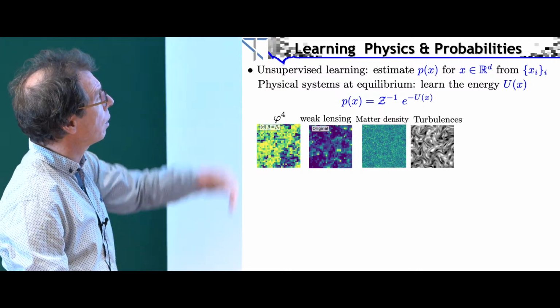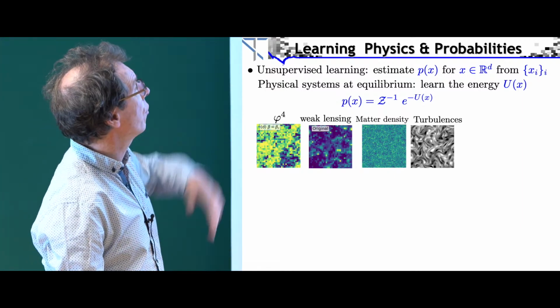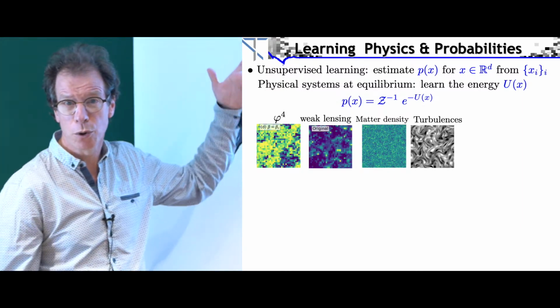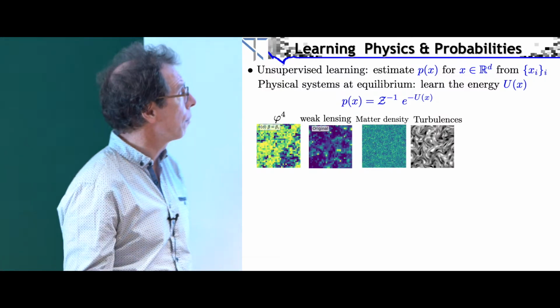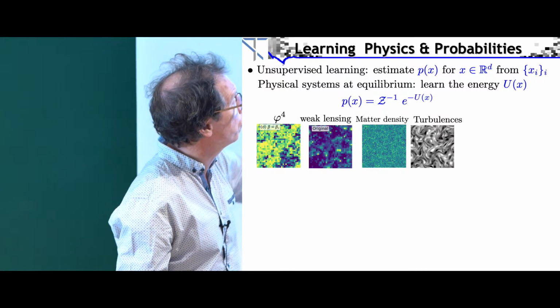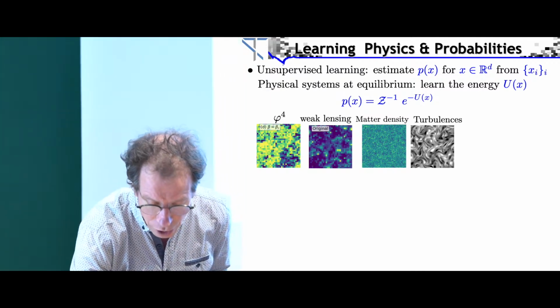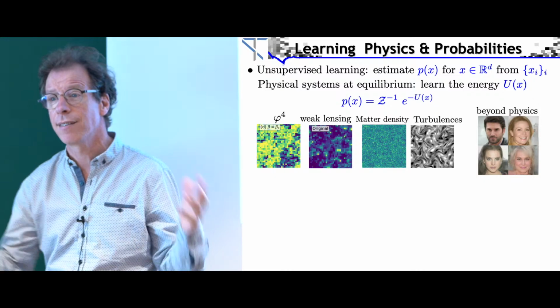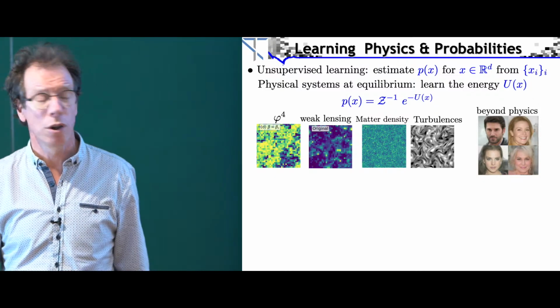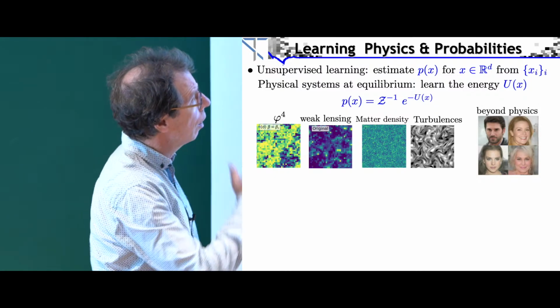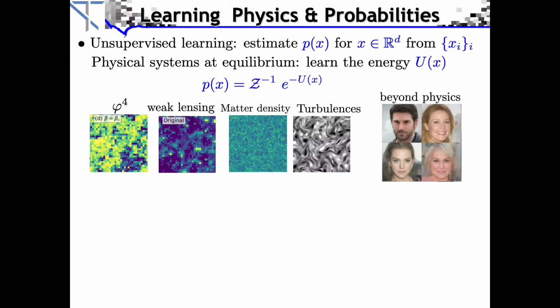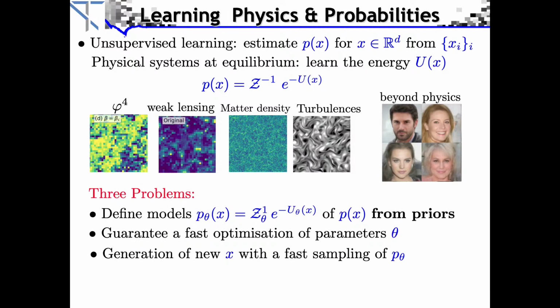And the first type of application will be for physics. The simplest kind of problem is the phi-4 model that Marilou spoke about, but I'll be speaking about it too. And then we'll move to more complex physical processes, including turbulence. But I'd like to show that the same kind of mathematical framework will also apply to much more complex images, such as faces. So there are really three problems we are all turning around.